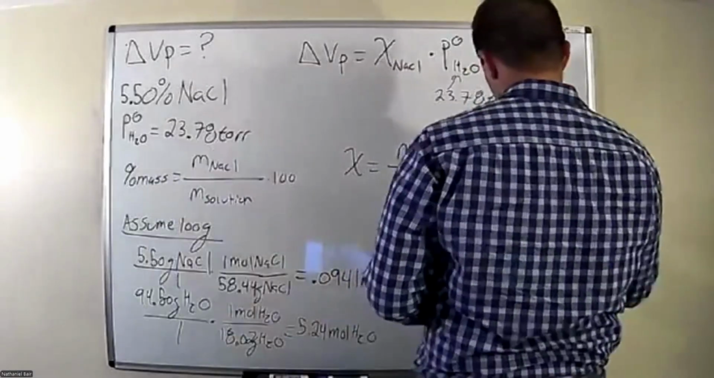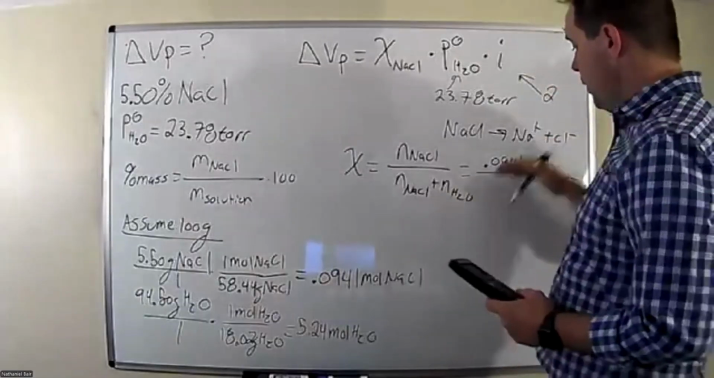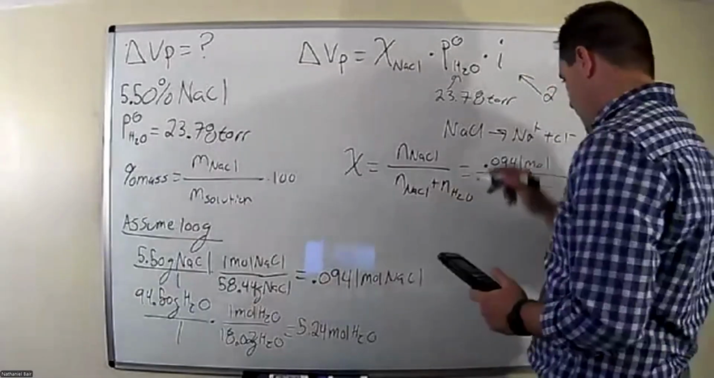Mole fraction is a unitless concentration, by the way. If you think about it, it's going to be moles divided by moles, so the moles cancel out.